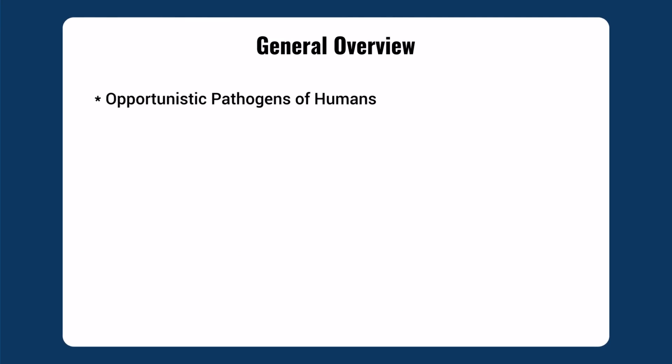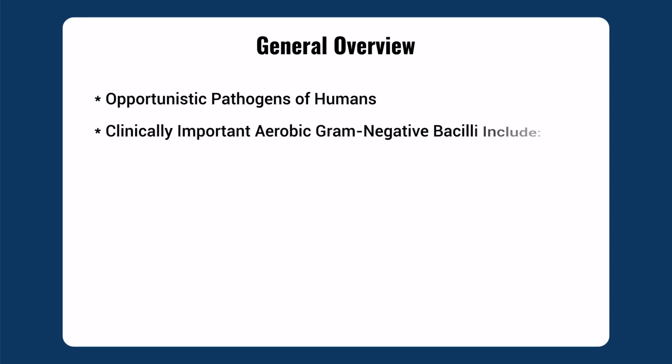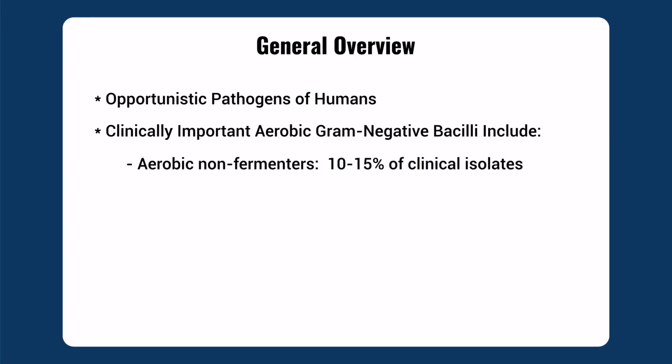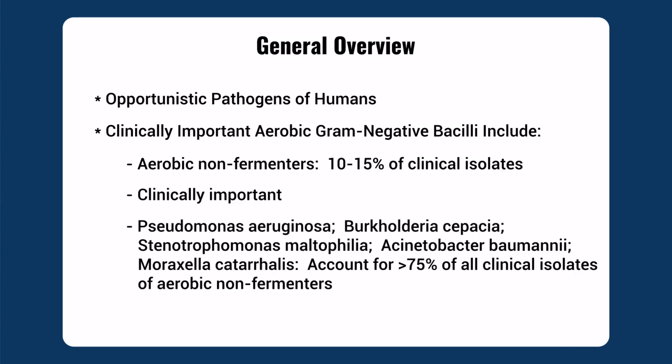So they are always acquired, and these bugs, even if they are commonly found in the environment, don't infect a normal person, whereas they are more pathogenic in people who have a compromised immunity. Bacilli, which includes the aerobic gram-negative, are 10 to 15% of the total clinical isolates, and the most clinically significant ones account for more than 75% of the non-fermenters. The commonest ones: Pseudomonas, Acinetobacter, Burkholderia, Stenotrophomonas group.